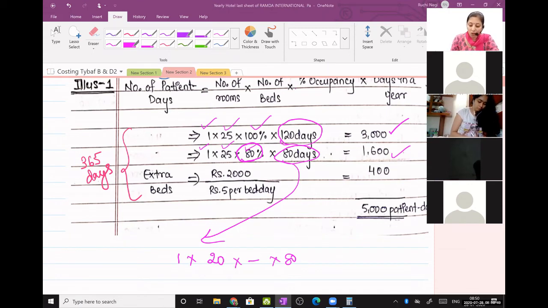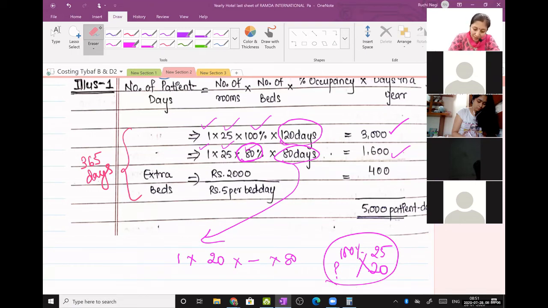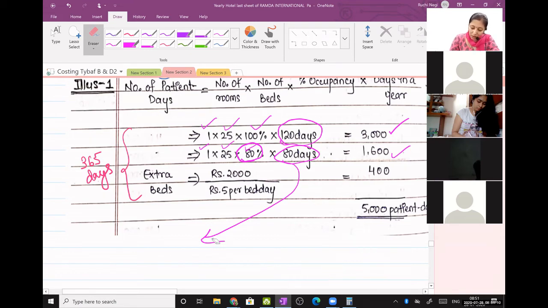Here, it is the cross multiplication rule. 100% पे 25 beds. So 20 beds पे कितना? Cross multiply. You will get the same answer. This way also you can calculate. See, this cost accounting is purely mathematics. So mathematics में तो you get answers through various methods. So that is why. Clear?